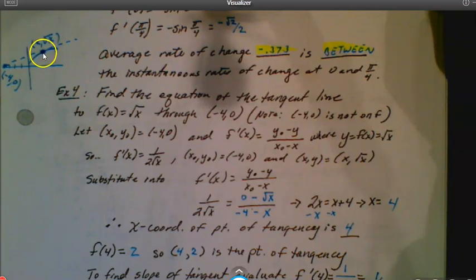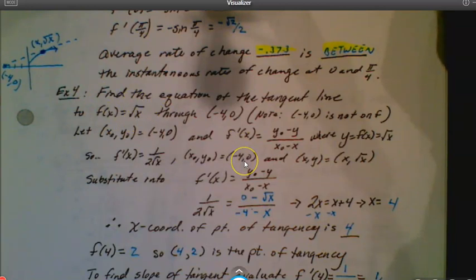Where it hits, we're just giving a general expression for that. So this is our x coordinate, we're just calling that x. The y coordinate would just be the square root of x. It's just the function itself, right? Think of this as y equals the square root of x. So this is our y coordinate.